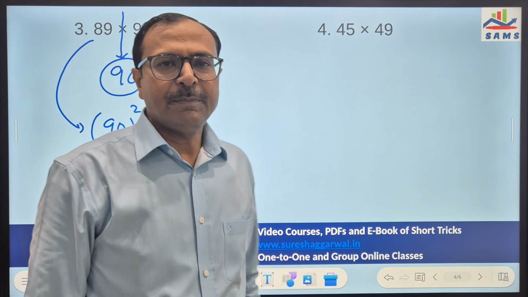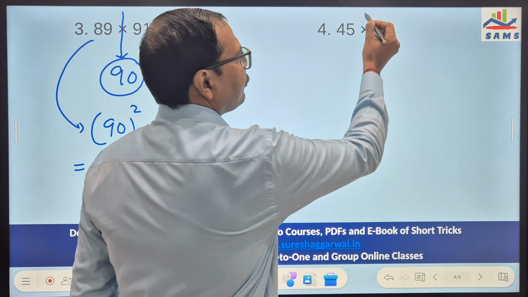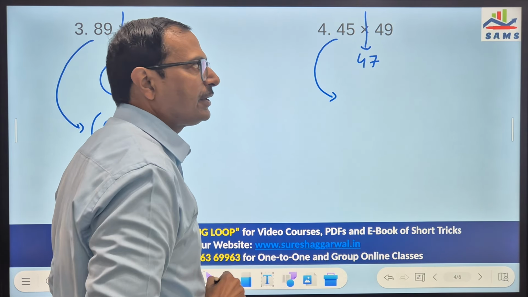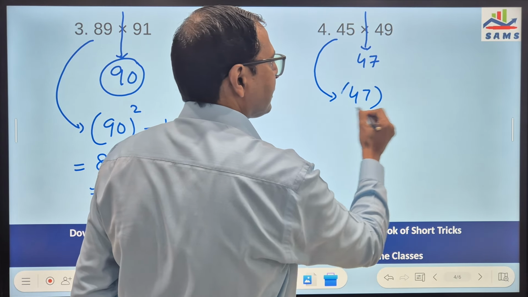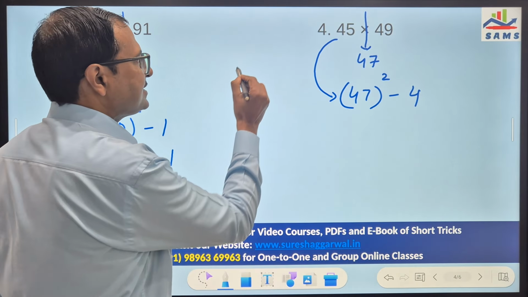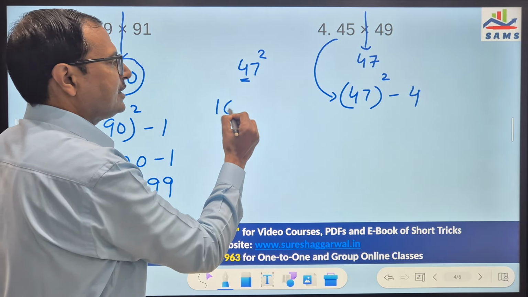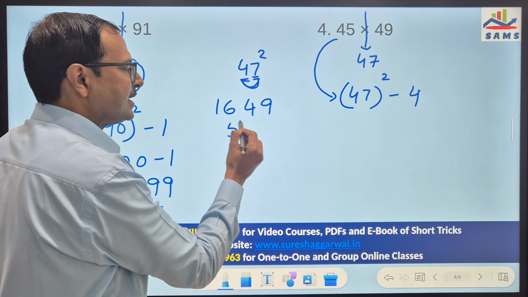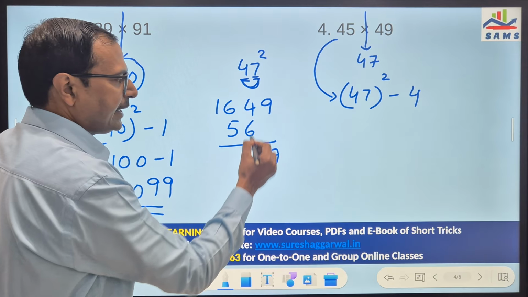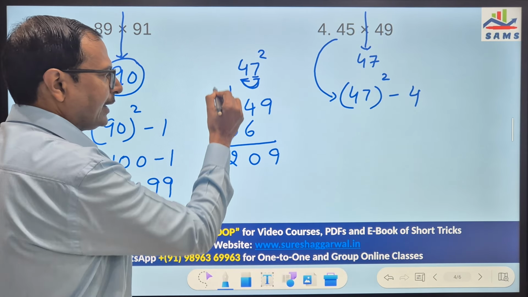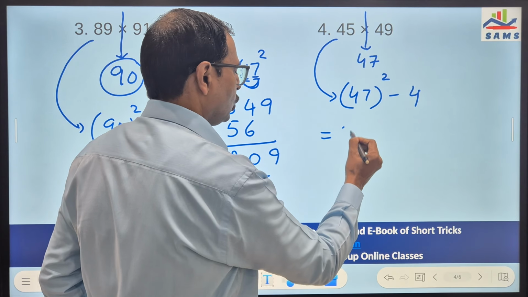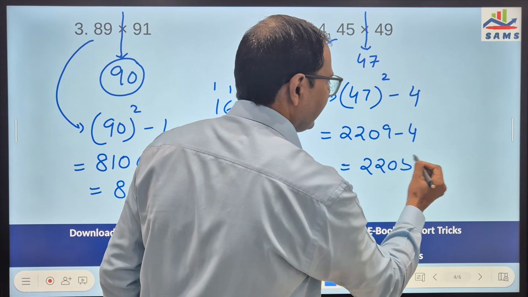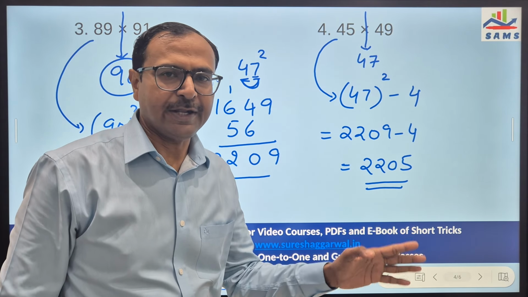Now coming to the numbers which differ by 4. So what did I tell you? Find the intermediate number. Here it is 47. So for the product, do 47 square and subtract 4 from the result. Now 47 square: 4 square is 16, 7 square is 49, 7 fours are 28, double 56, right in the middle, add vertically 9, 0, 1 carry, 12, 2, 1 carry, and we have a 2. So 2209 minus 4 gives 2205 as the product of 45 and 49.